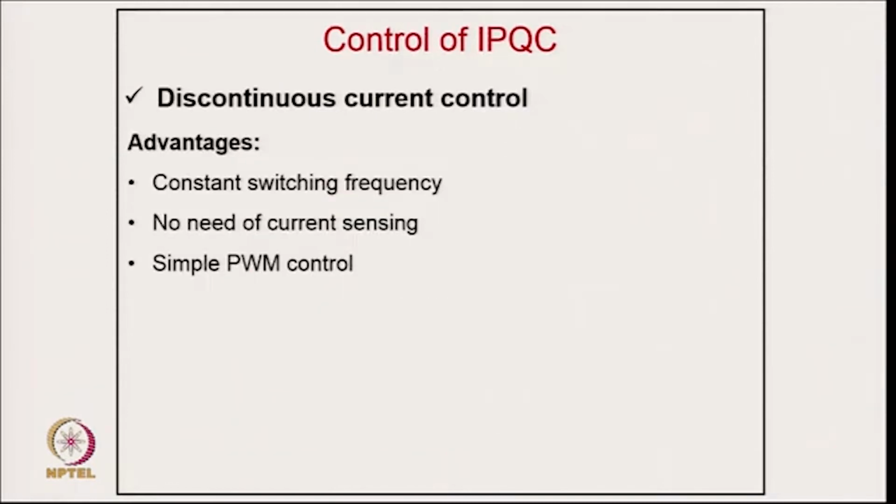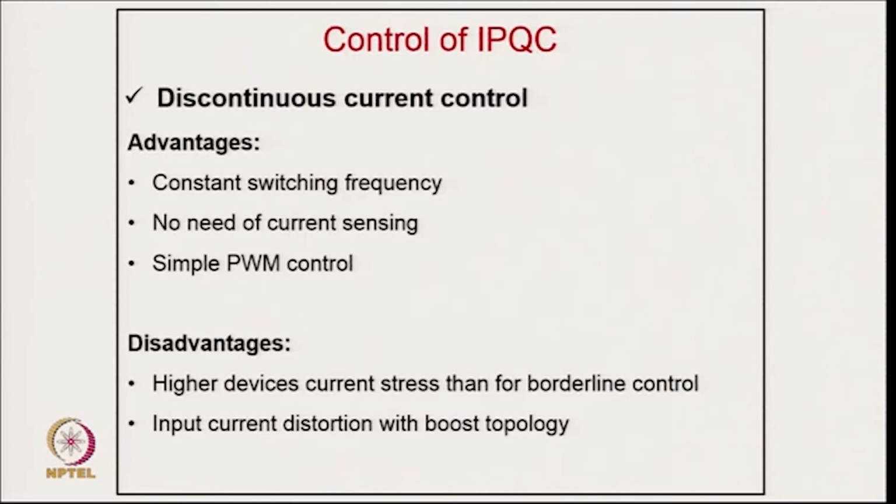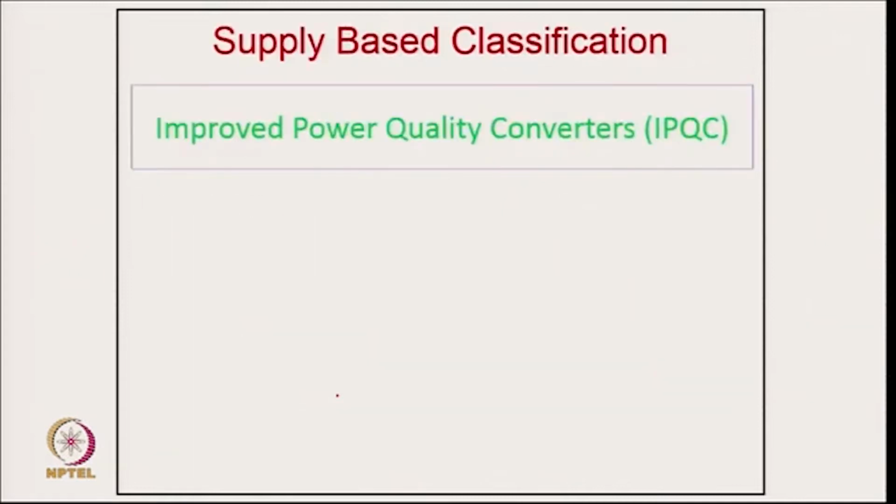Well, the advantages of this discontinuous current mode are constant switching frequency, no need for current sensing, and simple control. The disadvantages are higher device current stress than the borderline control, and input current distortion with the boost topology also. So, that is about the boost converter.